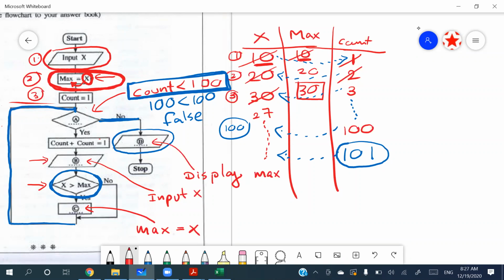Our purpose, son, is that the final answer should be the maximum number. So displaying X won't give you the number.